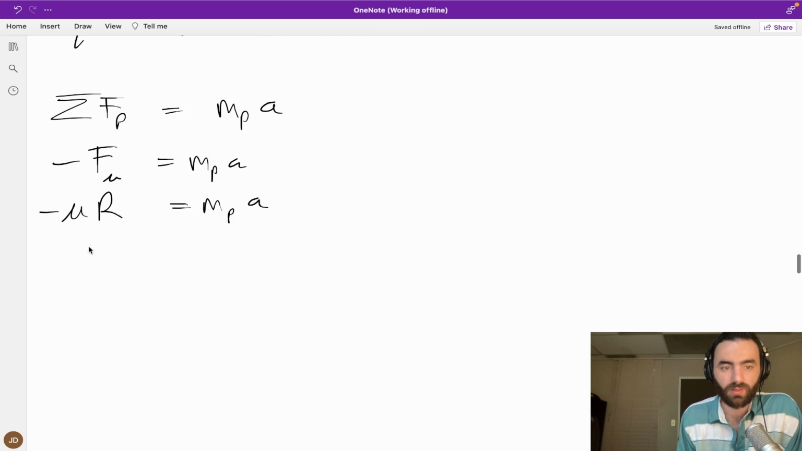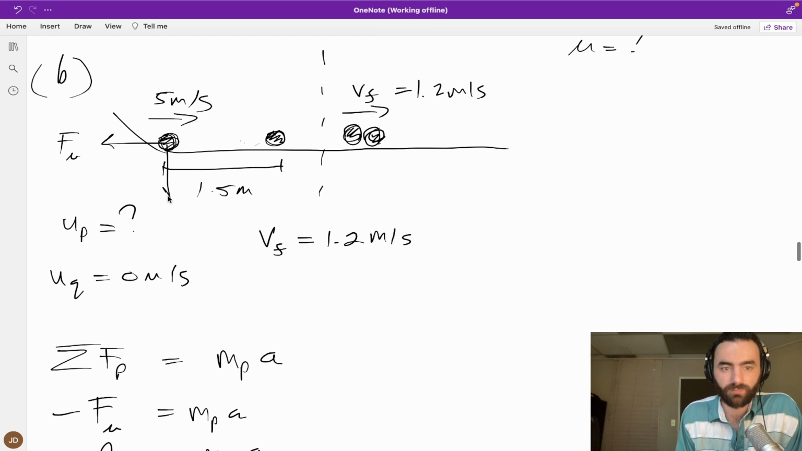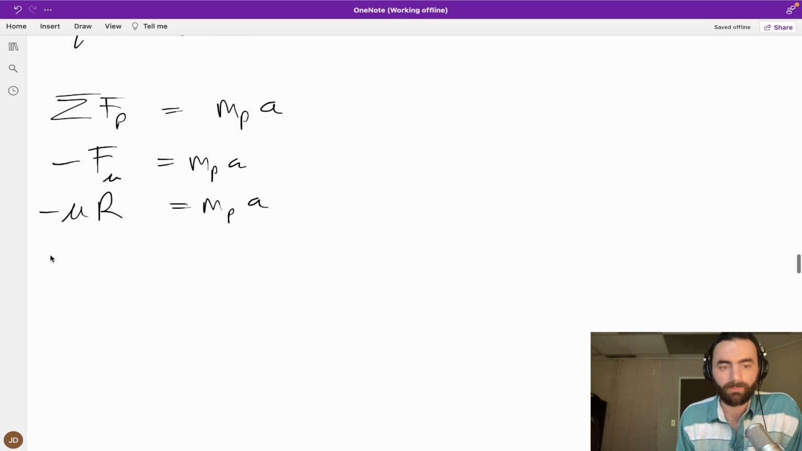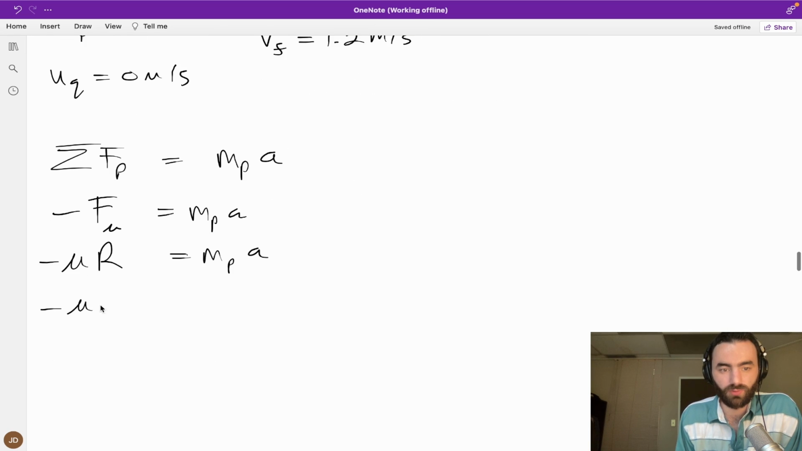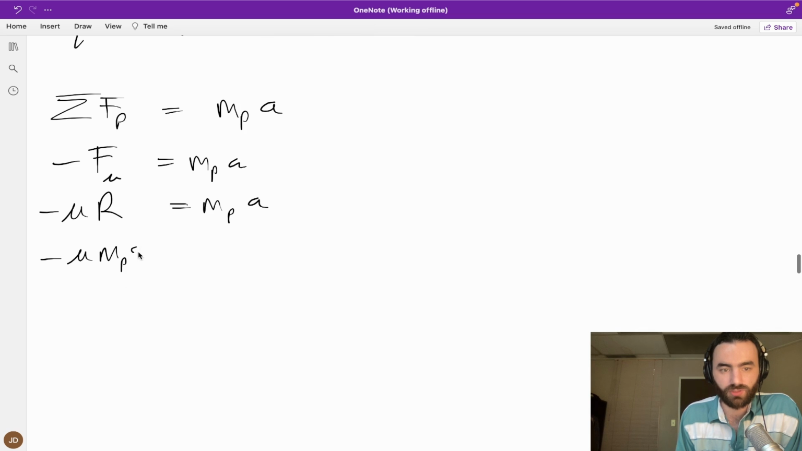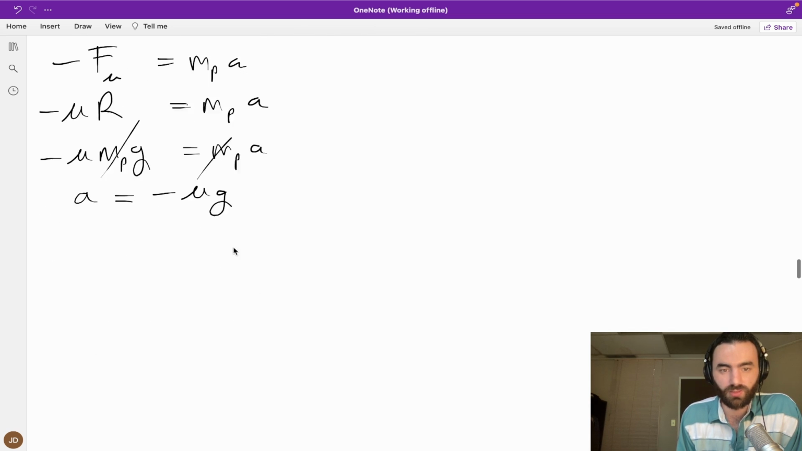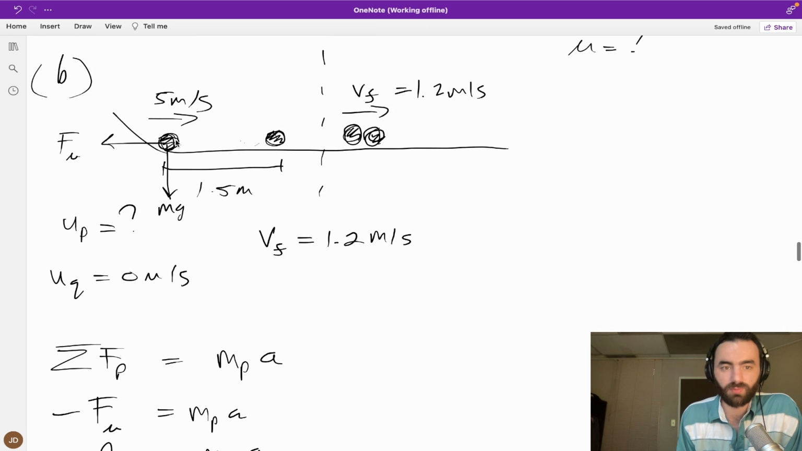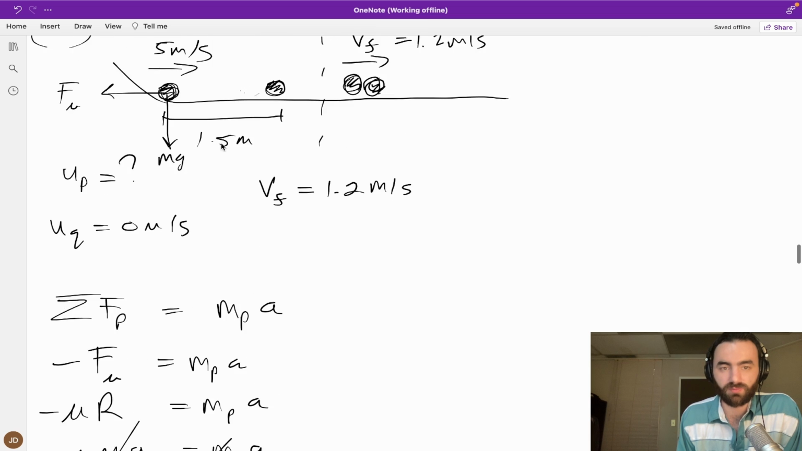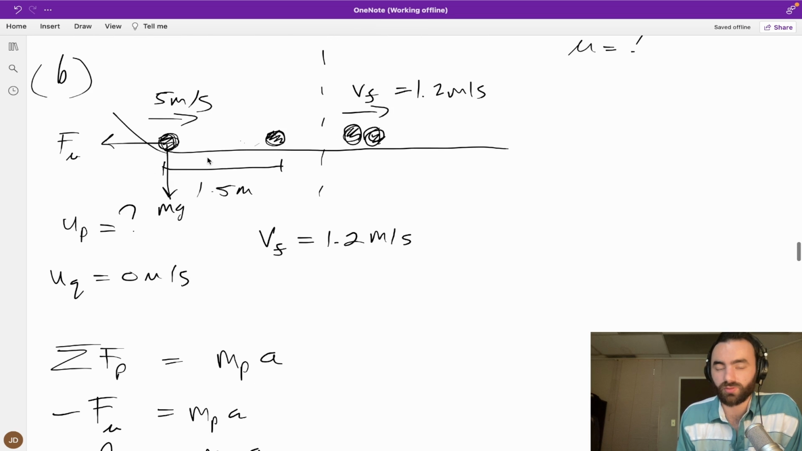This is just minus mu R, where R is the normal contact force. I have a video on this. And R is just equal to the weight, which is mg. So this is minus mu MP g equals MP a. The masses cancel and we get the deceleration is equal to minus mu g. g is 10, so it's minus 10 mu meters per second squared. So this object, P, is decelerating at minus 10 mu meters per second squared along this horizontal plane.